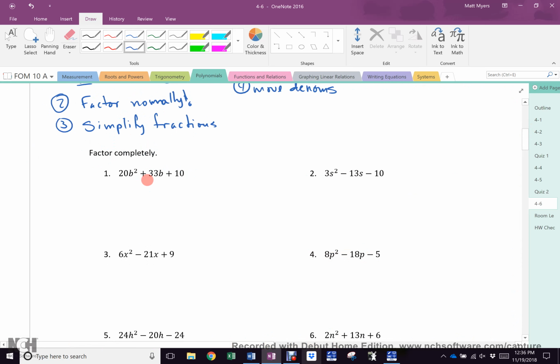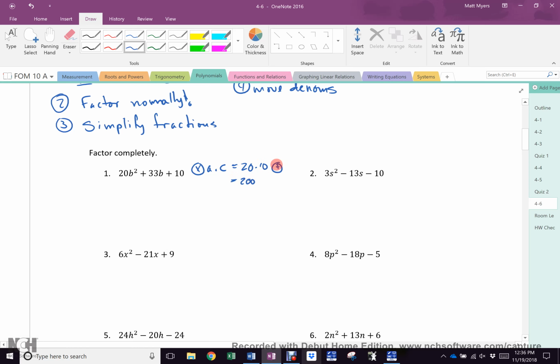What don't I like about number 1? I don't like 20. Can I get rid of it? Sure, Mr. Myers, I could divide by 20. Divide by 20, divide by 20. Oh, wait a minute. 33 doesn't divide by 20. I'm screwed, but I'm not. I got to multiply to a times c. What is it? 20 times 10, which is 200.